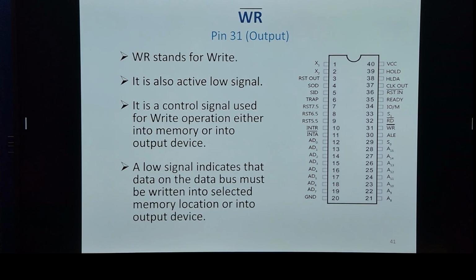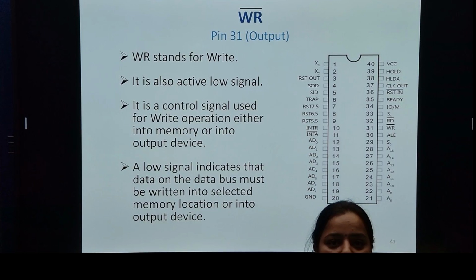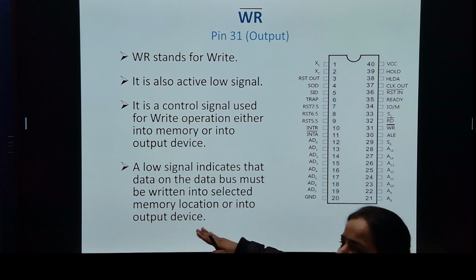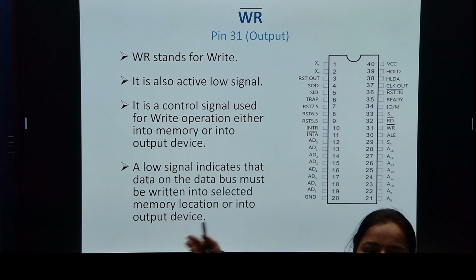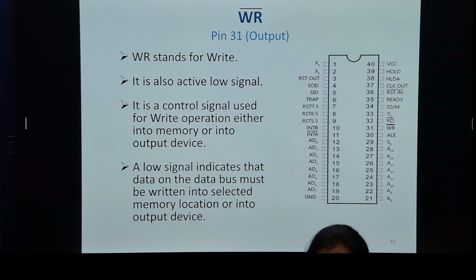Then is pin number 31. Pin number 31 is the write operation, WR complement. WR complement means this write operation is also an active low signal. So for writing the data on memory or input output device, we have to provide an active low signal here.